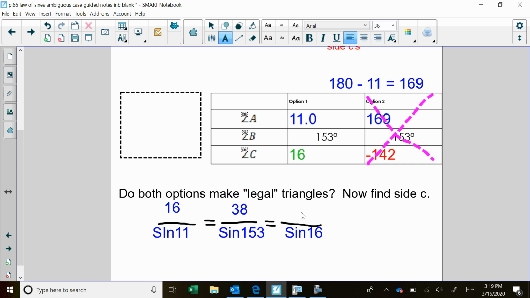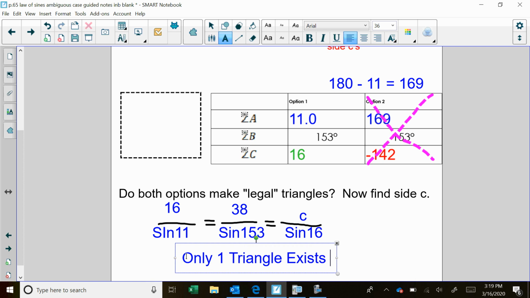So then you have to find your little c, and that ends up being the only other thing you have to do for this problem. There's only one answer. Only one triangle exists in this question. So you'd have to go and finish up little c in order to finish this problem.